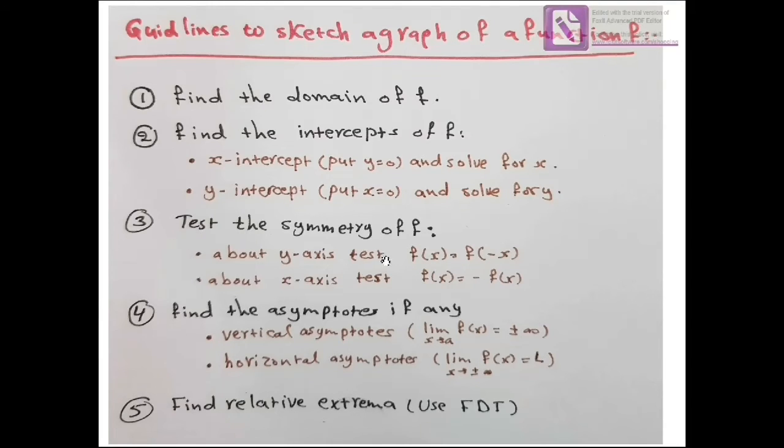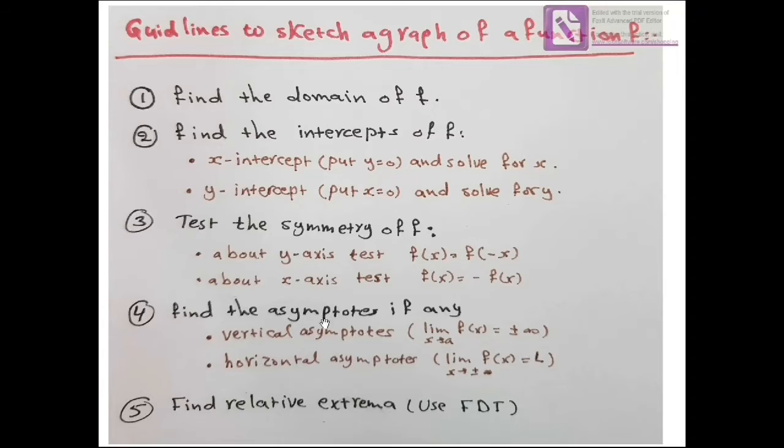Then you need to test the symmetry of f. If you want to test the symmetry about the y-axis, then you need to check if f(x) is equal to f(-x). Then that means your function is symmetric about the y-axis. But for the symmetry about the x-axis, you need to test if f(x) is equal to -f(x). If they are equal, then your function is symmetric about the x-axis.